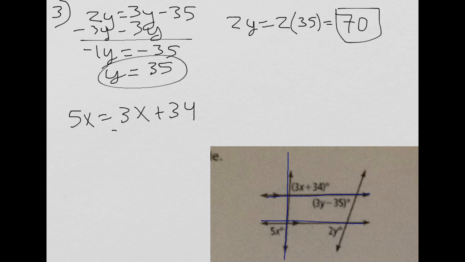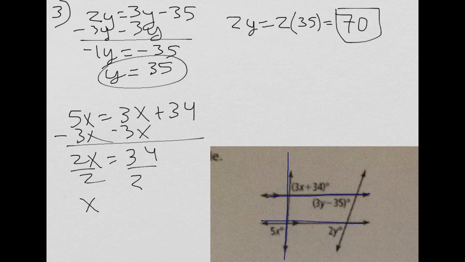So once I make them equal to each other, I solve it for x. So I'm subtracting 3x from both sides. And I'm going to divide by 2. So my x here is 17.